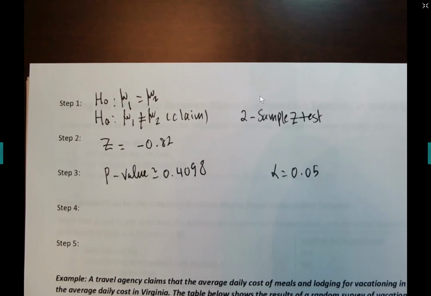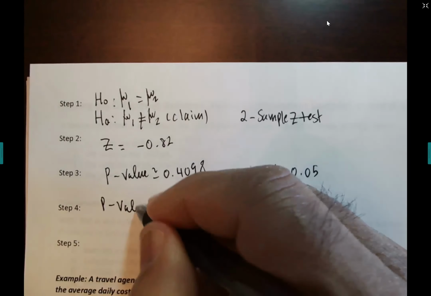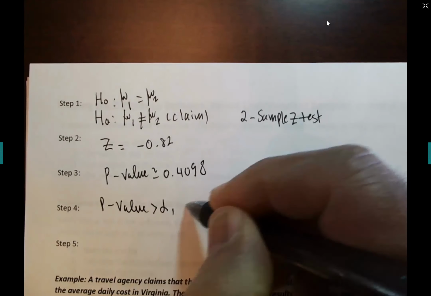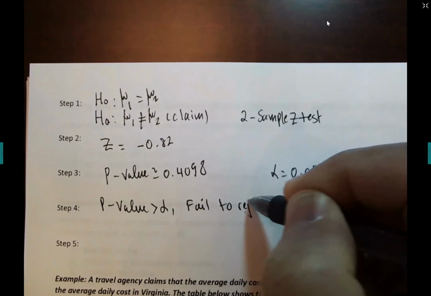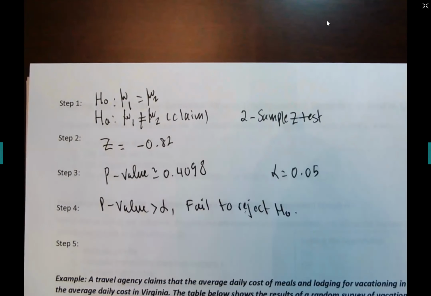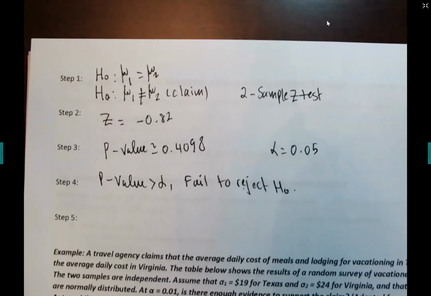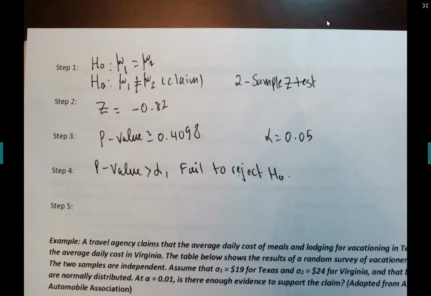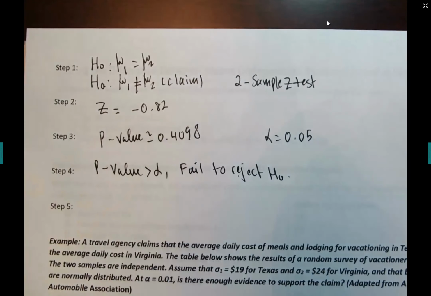Fail to reject H0, correct. P-value is more than alpha, fail to reject H0. Now the last statement, which is the important one for a reader. Okay, we fail to reject H0, and our claim is an HA, then we don't support the claim.